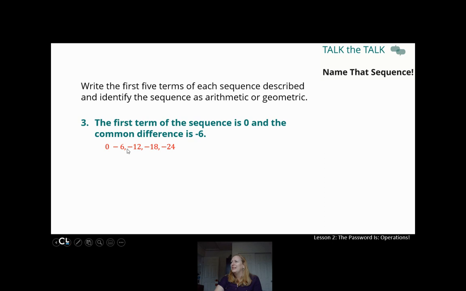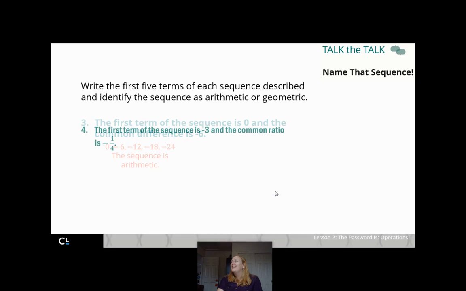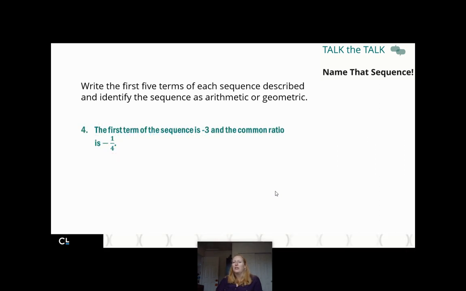Sorry, there's a comma missing. I'm going to put my comma in. There we go. That works. So 0 minus 6 is -6, minus 6 is -12, minus 6 is -18, minus 6 is -24. And yeah, this is arithmetic. I'm subtracting 6 every time. It's totally arithmetic. This one made you think, right? You had to work for this one.